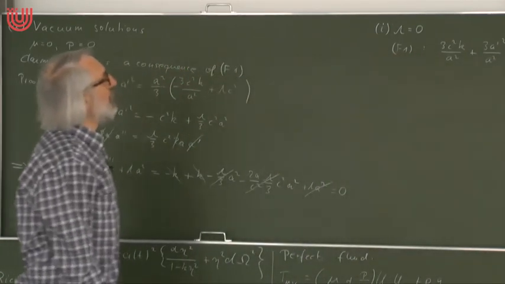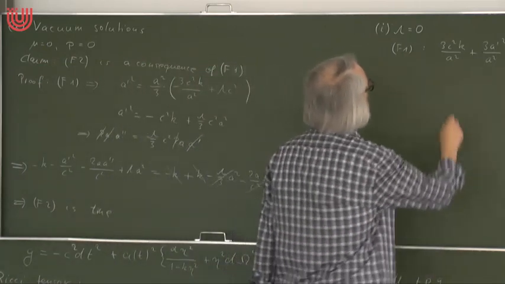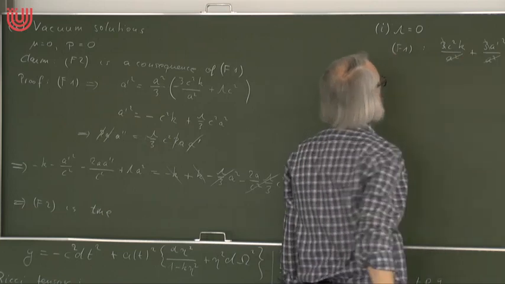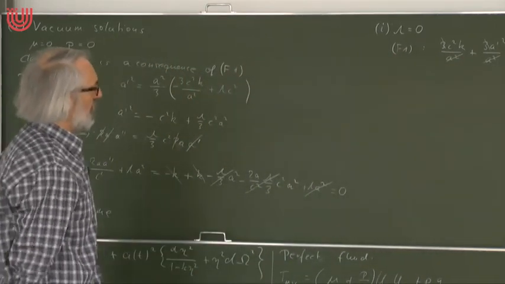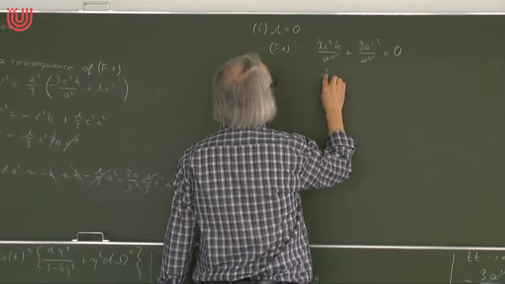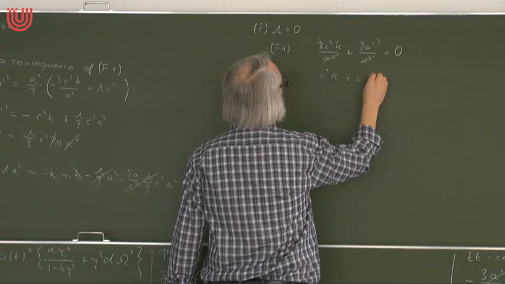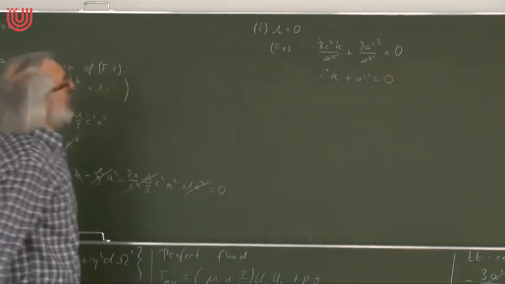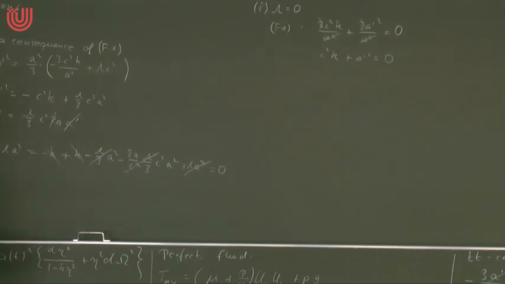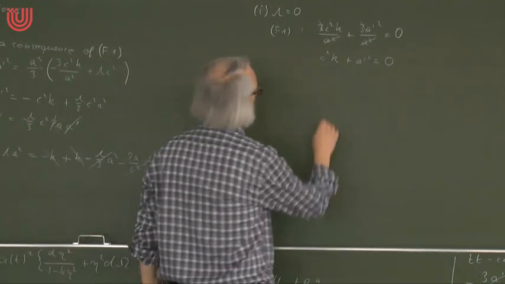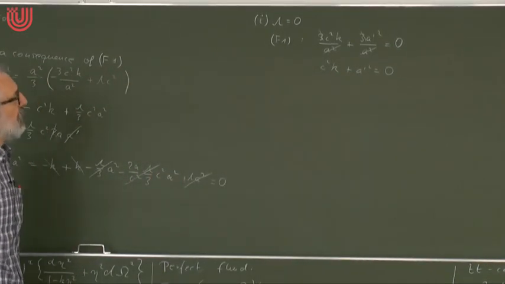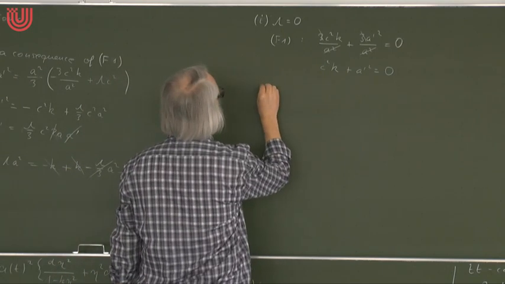So that's it. So we can, of course, cancel the 3, and we can cancel this. A is bigger than 0, so we never have zeros in the denominator. And then we have just the equation c squared k plus a prime squared is 0. And now we have to distinguish some more subcases. The k can take 3 values, right? Can be +1, 0, or -1.